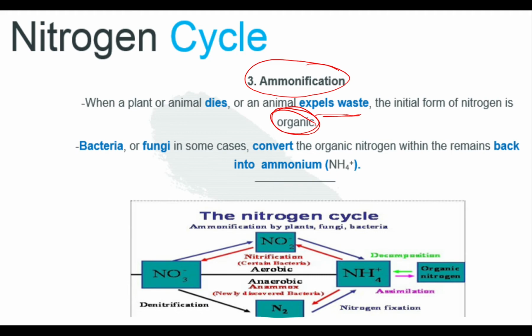So when it is in the organic form, it is quite difficult to be absorbed or to be released. So this is where the bacteria or the fungi will convert the organic nitrogen into ammonium ion. And this is the process of ammonification.